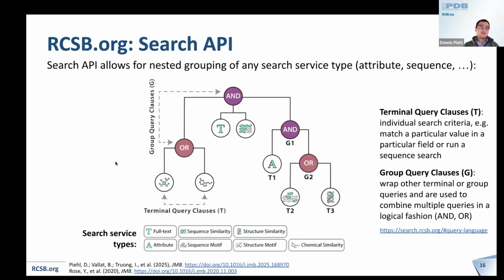So now let's take a look at how search is working behind the scenes. Basically, when you construct a search on advanced search, you can pick and choose whatever search service types that you want and combine them using these Boolean AND or OR operators. So for example, we could take a full text search and combine that with a sequence similarity search and group them together using an AND operator. We call each of these subqueries a terminal node, and we call the group of these terminal nodes group nodes. Furthermore, you can also have groups of group nodes. So as you can see here, we have these two groups that are actually grouping together another group.